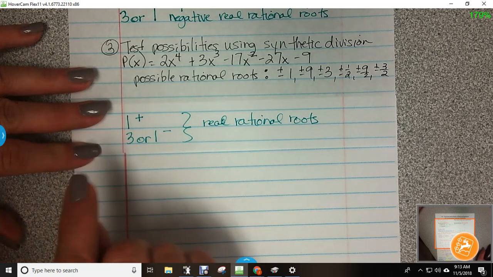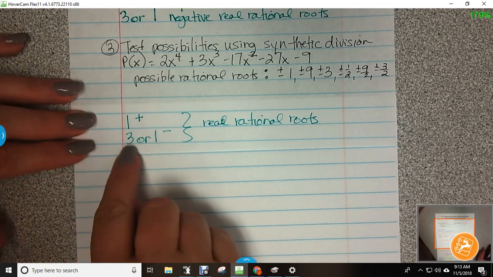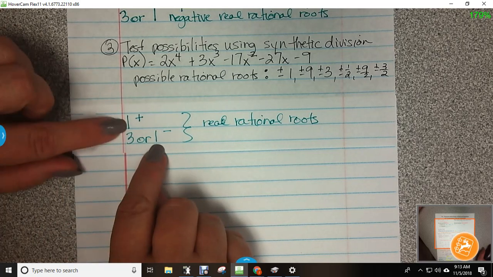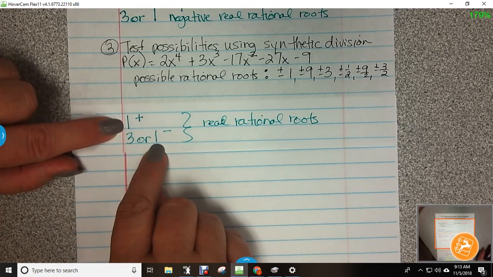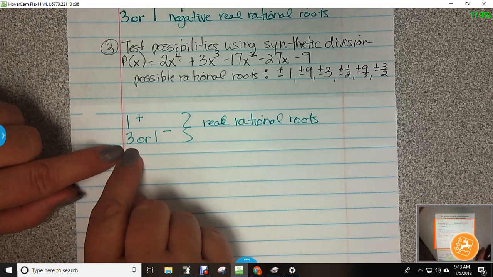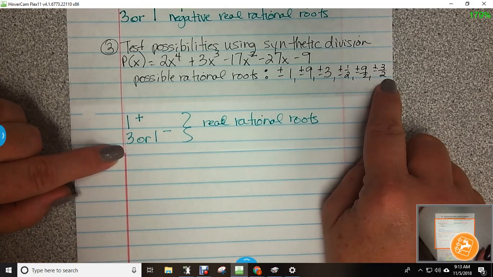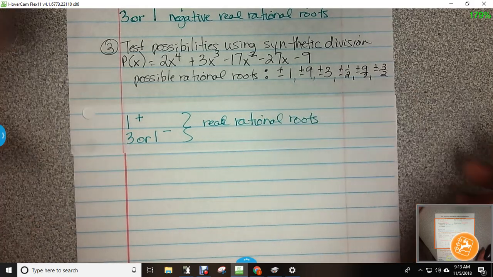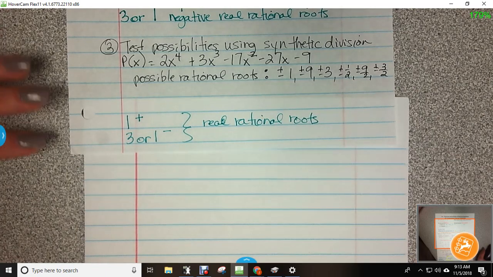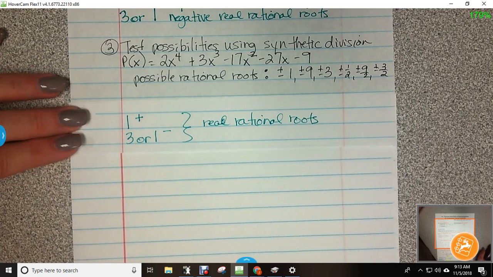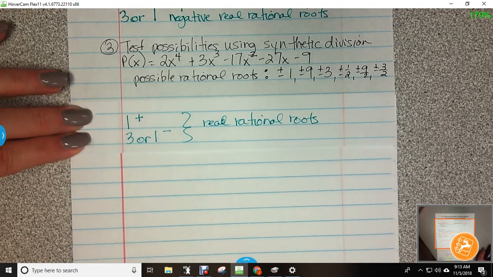What I do notice, and here's how I normally decide, is that I know I'm going to have one of each. For the negatives, I might have 3. So since I've got 6 negative options, and 3 of them might work, my odds are better when I test a negative number. So I'm going to start out testing a negative. So if we go ahead and test, we can start with -1.